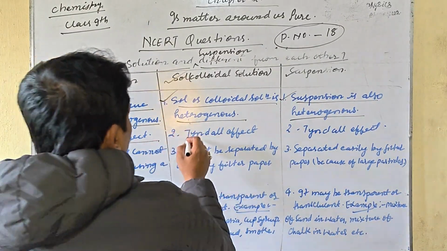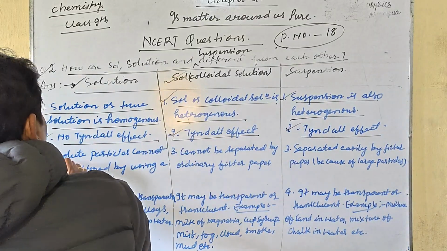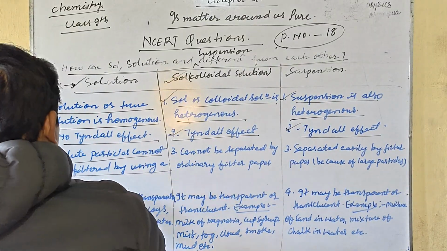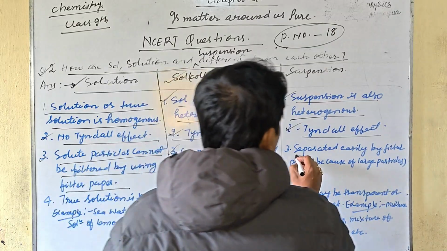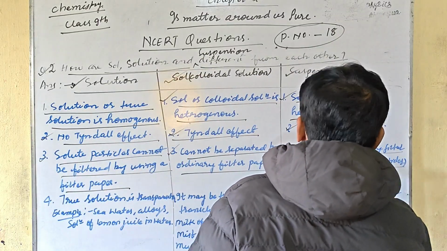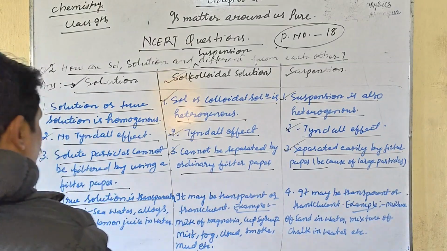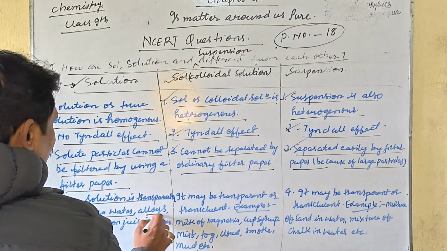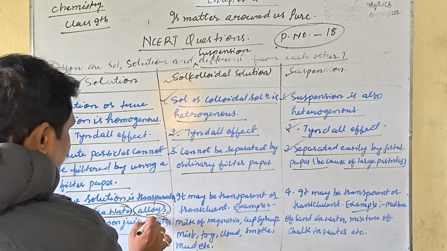A true solution shows no Tyndall effect. Second point, Tyndall effect. Third point, solid particles cannot be filtered using filter paper in a solution, cannot be separated by ordinary filter paper in a colloid, but are separated easily by filter paper in a suspension because of large particles. Last point, a true solution is transparent. Example: seawater, solution of lemon juice in water, etc.